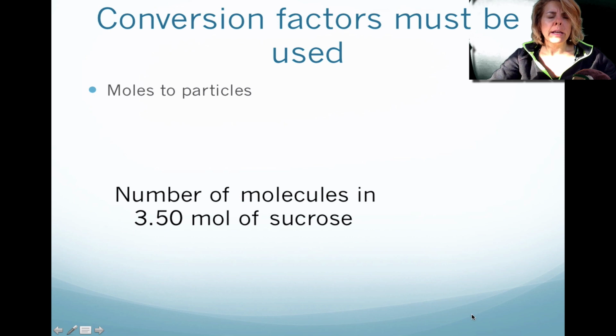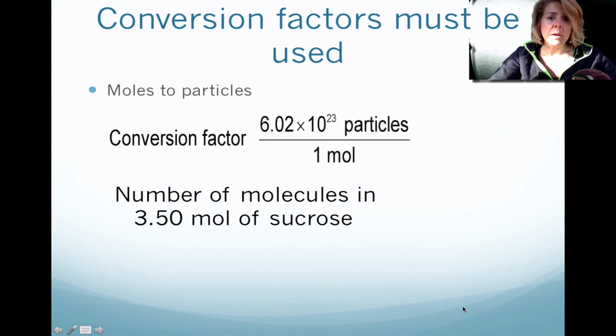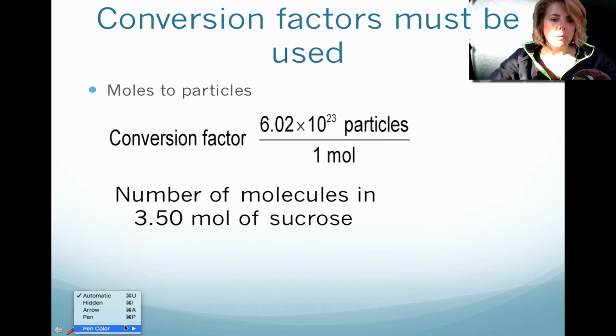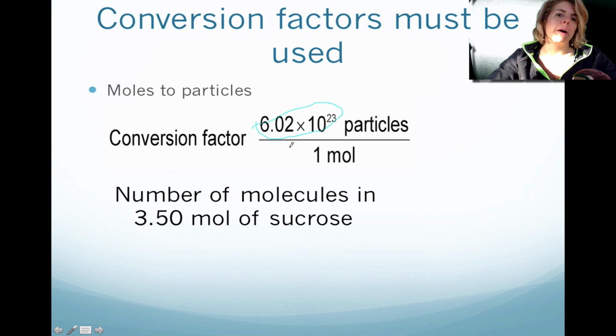Okay, so we are going back to using conversion factors, and in this type of problem, we're talking about moles and particles. So in this problem, we're looking at the number of molecules in 3.5 moles of sucrose. So we use a conversion factor, and look, we have Avogadro's number. So we have this ratio, 6.02 times 10 to the 23rd particles, and notice that it's divided by 1 mole. This is the conversion factor that we will use to figure out moles to particles.